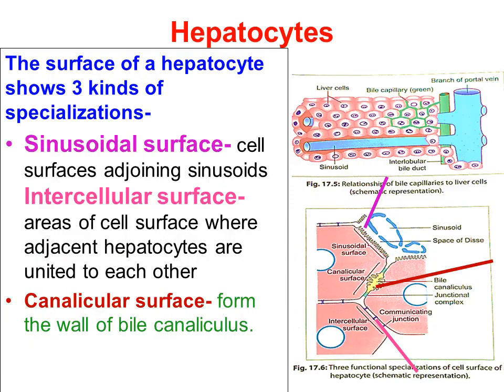If we see in detail, each hepatocyte has three kinds of specializations or surfaces, which are the sinusoidal surface, the intercellular surface, and the canalicular surface. The sinusoidal surface, as the name suggests, is the cell surface adjoining the sinusoids, and it bears microvilli that project into the space of Disse. Intercellular surfaces are the areas of cell surface where the adjacent hepatocytes are united to each other.